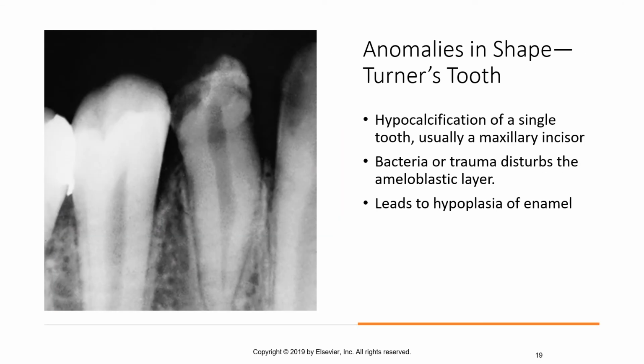Here's our Turner's tooth, and this again is hypocalcification, meaning undercalcification of a single tooth. Usually it's a maxillary incisor. It's caused by bacteria or trauma that disturbs the ameloblastic layer, and it leads then to hypoplasia of enamel.